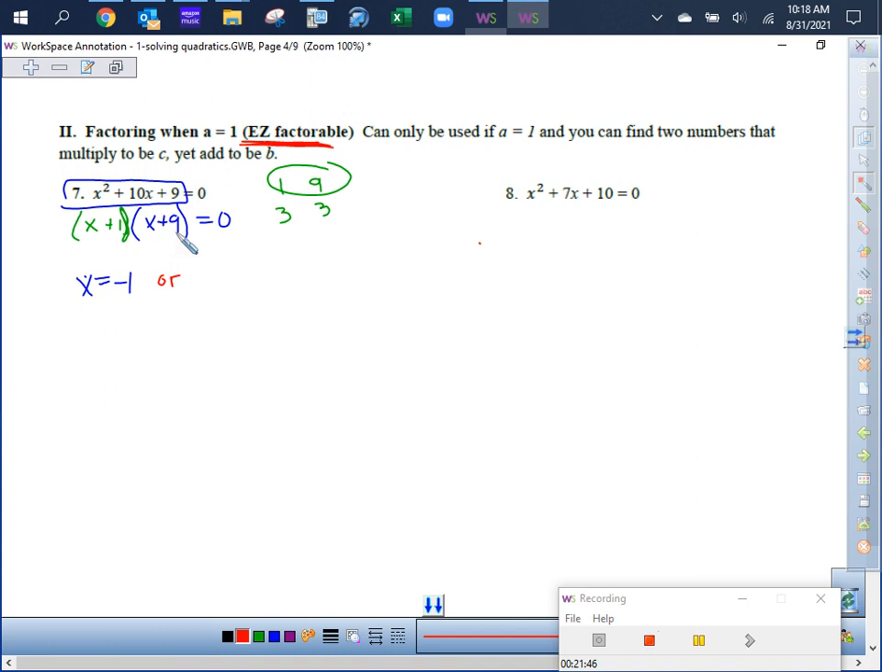Sorry, what plus 9 gives you 0 back? I said it wrong. What plus 9 gives you 0 back? Negative 9. There are the two answers. Done, dog. Done. I want to show you something.